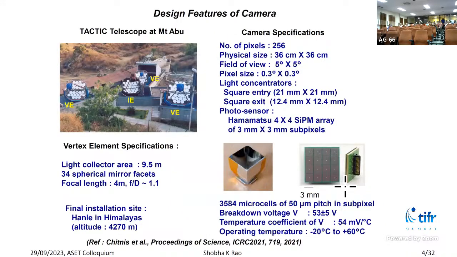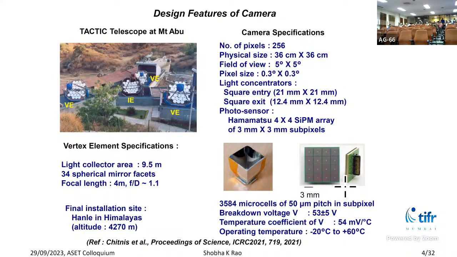Now, the camera that we are developing will be installed in the vertex element of TACTIC, which is operated by BARC at Mount Abu. So TACTIC is basically an array of 4 telescopes. Corner telescopes are called vertex elements, and the center one is the imaging element, that is a PMT based camera. The camera which we have developed will be installed on one of the vertex elements.